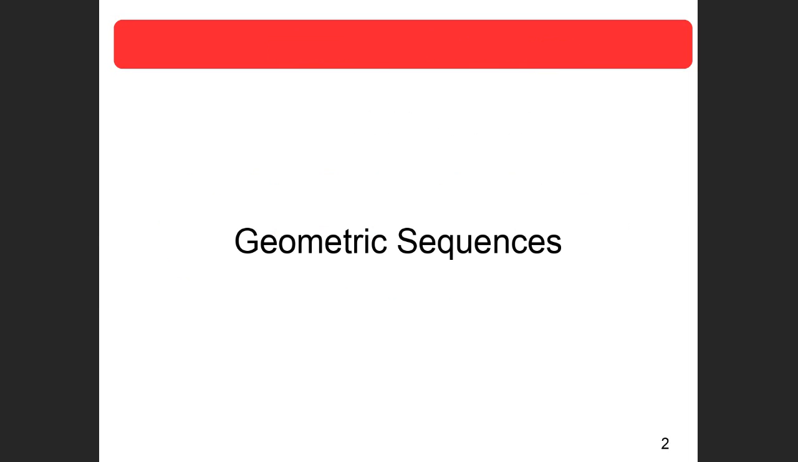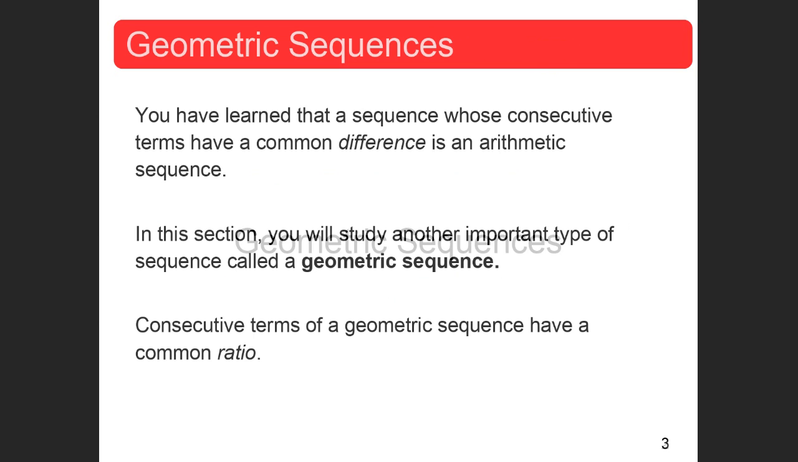This week we're going to be talking about geometric sequences. We've learned that sequences whose consecutive terms have a common difference are called arithmetic sequences. In this section, we will study another important type of sequence called a geometric sequence. Consecutive terms of a geometric sequence have a common ratio, okay? Not a common difference, but a common ratio.